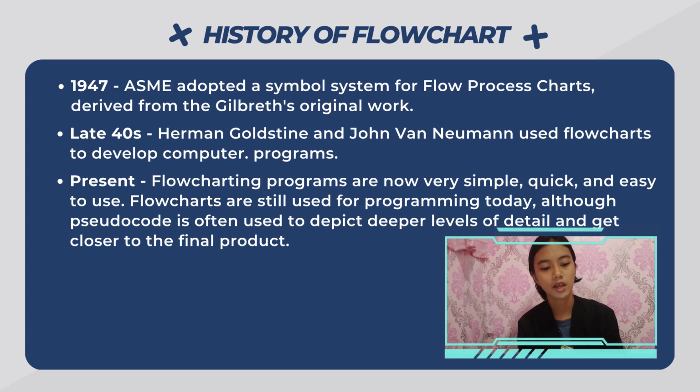In 1947, ASME adopted a symbol system for flow process charts derived from the Gilbreth's original work, and this is when the actual flowchart that we are using today was brought into use. Also in the late 40s, after computers were able to use graphics, the first flowcharting software was developed for programmers by Erman Goldstein and John von Neumann. In the present time, flowcharting programs are now made very simple, quick, and easy to use. Flowcharts are still used for programming today, although pseudocode is often used to depict deeper levels of detail and get closer to a final product.